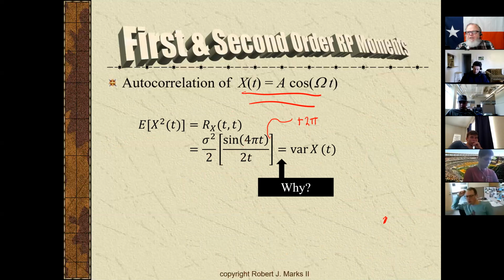Now this is interesting because the autocorrelation, the variance, is a function of time. Usually when you think of a sinusoid, you don't think of a function of time. But notice something here.